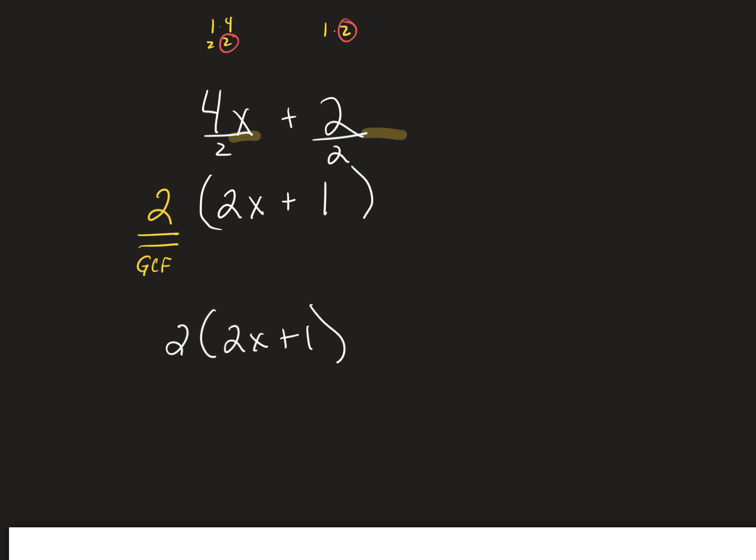plus 1. Now, the secret is to go back and say, if I were to distribute my 2 to everything inside the parentheses, will I get 4x plus 2? Let's find out. If I do 2 times 2x, I'm going to get 4x. If I do 2 times 1, I'm going to get 2. So this checks out, okay?